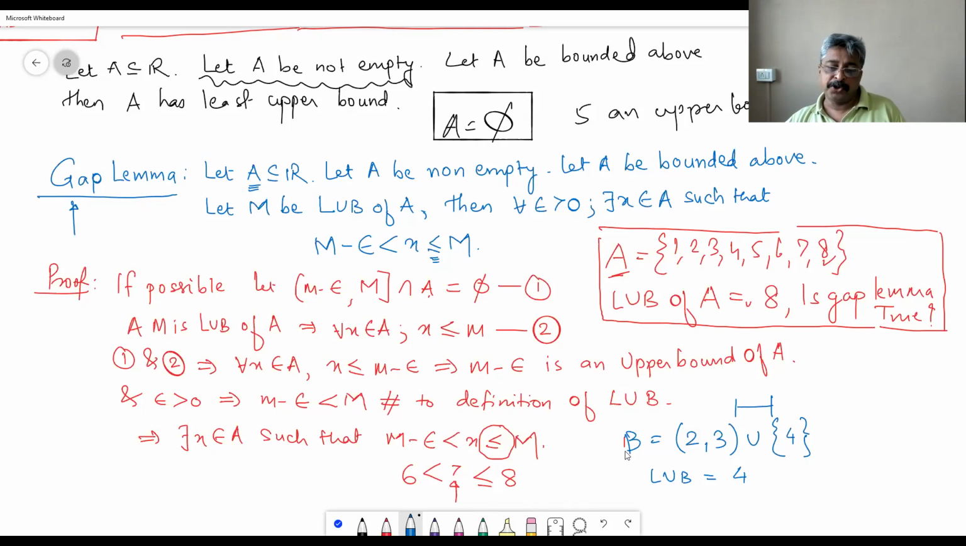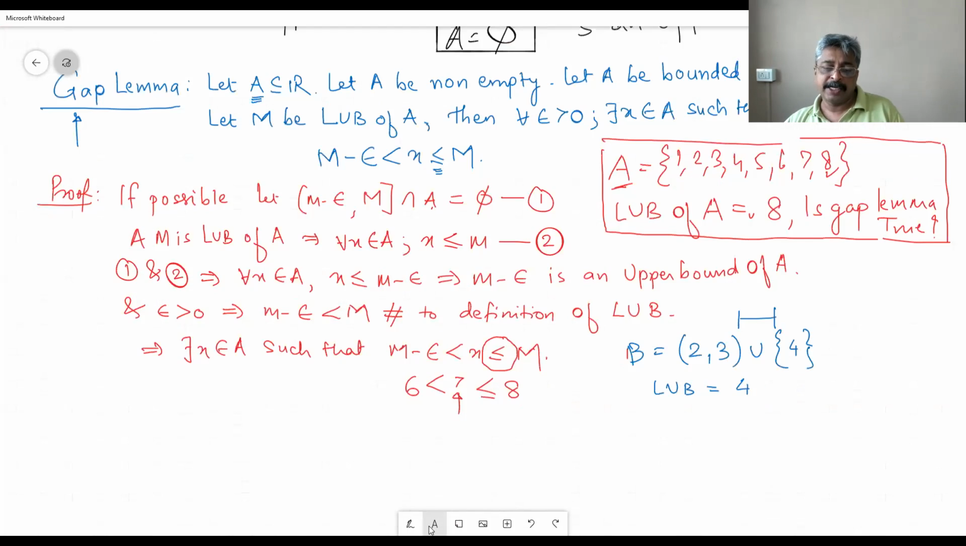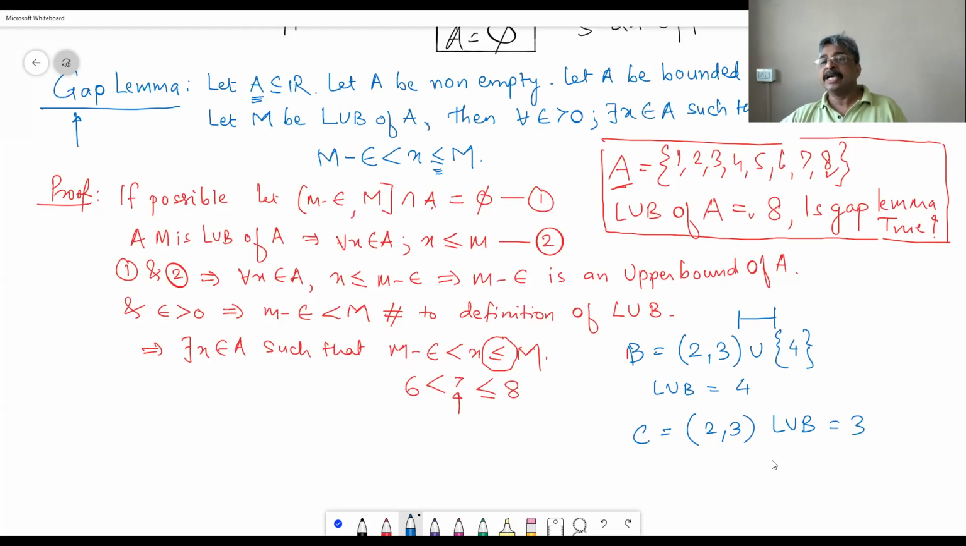Now, if you don't want your LUB to be part of your set A, let us take that example. Suppose set C is (2, 3). What is LUB of (2, 3)? 3. So now we opt for a set C such that LUB is not part of that set. Is the gap lemma still working here? Yes, it is working. Therefore, this is a very important theorem.